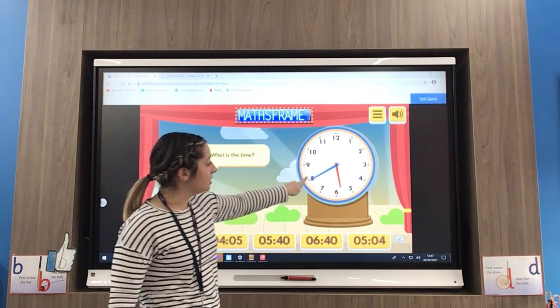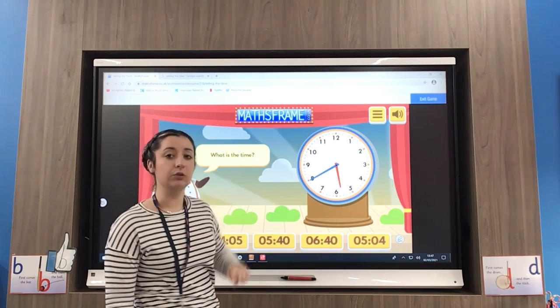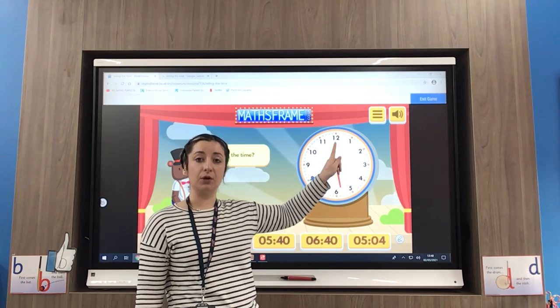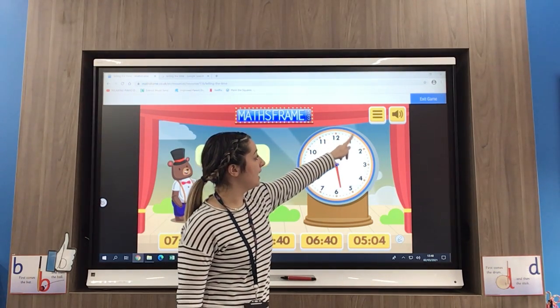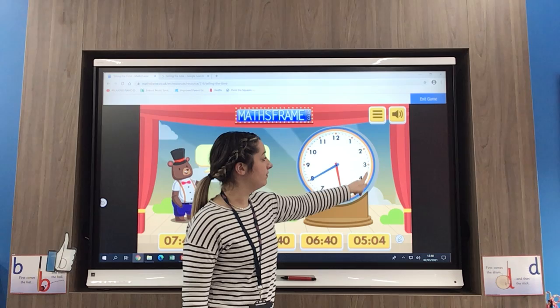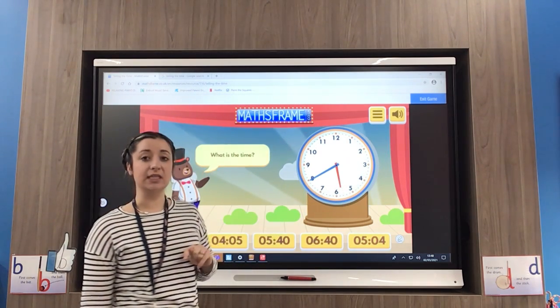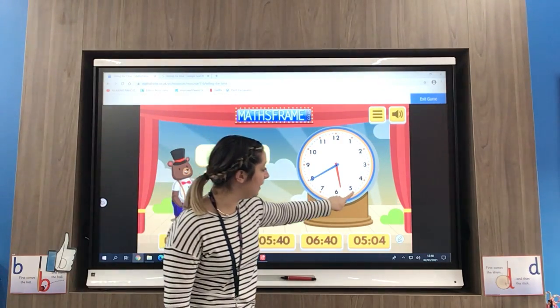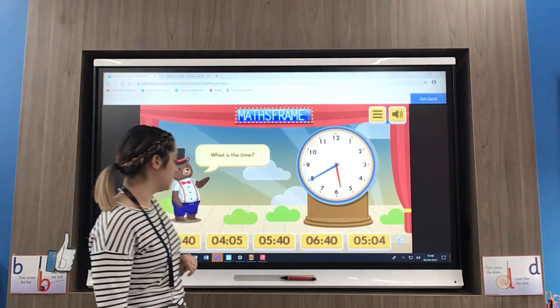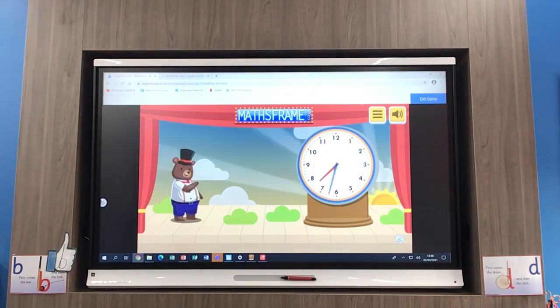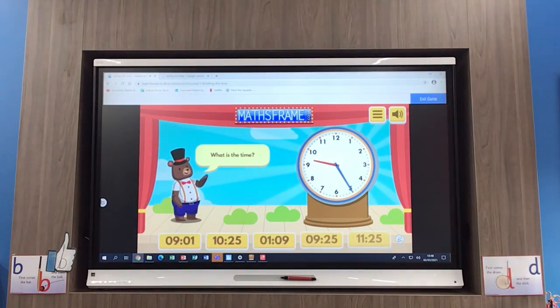Now my minute hand, the long hand, is actually pointing to the number 8. And remember, we start in 5-minute intervals from the number 12. So we've got 5, 10, 15, 20, 25, 30, 35, 40. So my time is going to be 5:40. Can we see 5:40? Yes, we can. Okay, let's have a look then. What is the time?